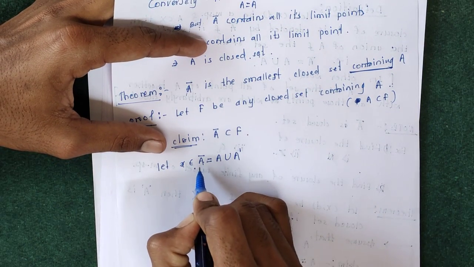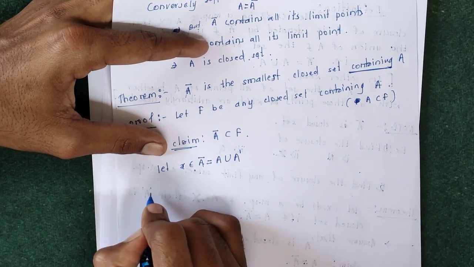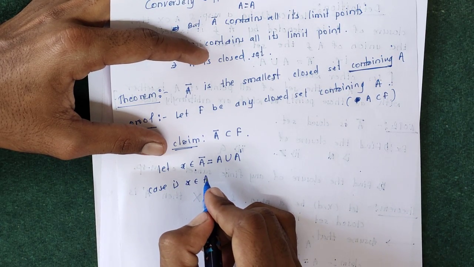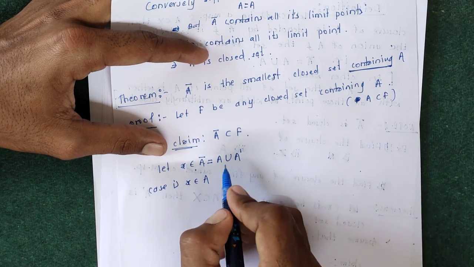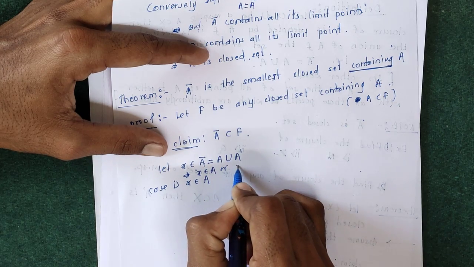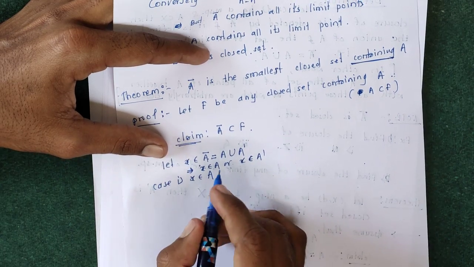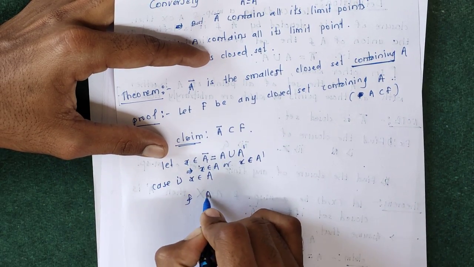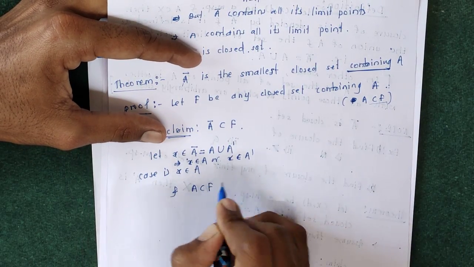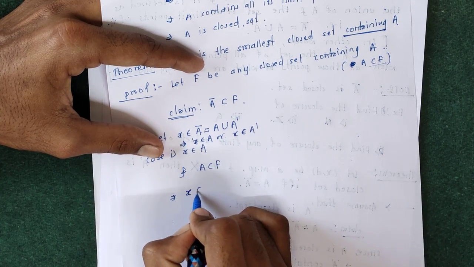Now, there are two possibilities: either x belongs to A or x belongs to the limit points of A. First case: x belongs to A. Now, x belongs to A and A is contained in F, so the elements of A are the elements of F, which implies x belongs to F.